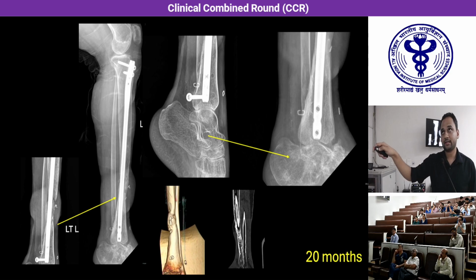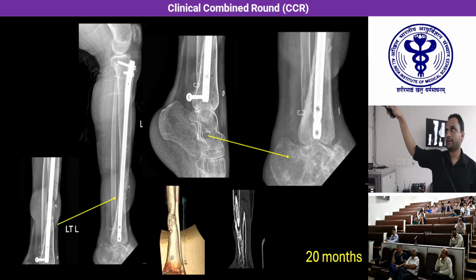Regarding the foot position, earlier the long axis of the leg was almost parallel to the long axis of the foot. But now, after the surgery, we can see that the talus and calcaneum, they both are acting as a single unit. And the axis of the foot is almost perpendicular to the axis of the leg. So that's how we were able to correct the foot deformity.